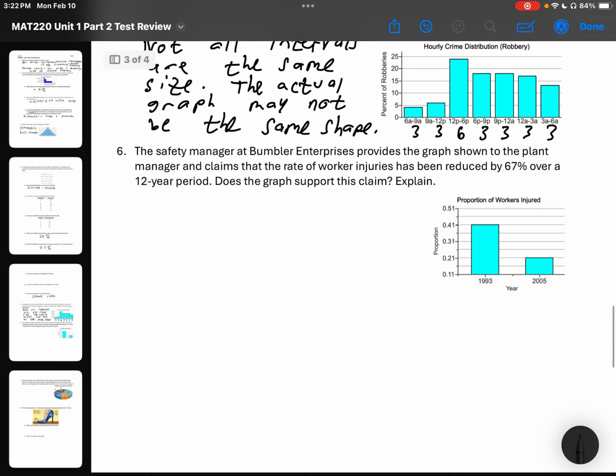Alright, the next one. The safety manager at Bumbler Enterprises provides this graph to the plant manager and claims that the rate of worker injuries has been reduced by 67% over a 12-year period. Does this graph support this claim? Explain. As you can see, it went from 0.41 in 1993 down to 0.21 in 2005. But 67%, this would be a no, it does not support the claim. This needs to start at 0.